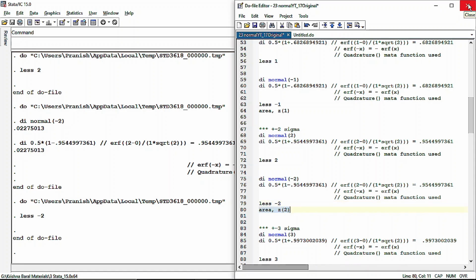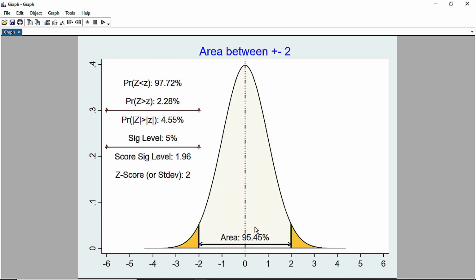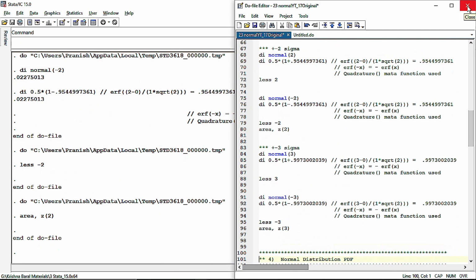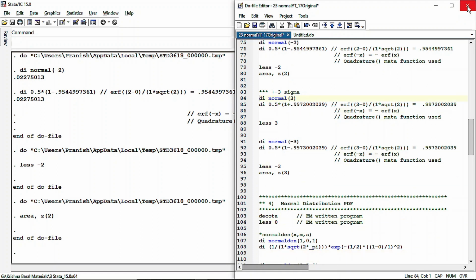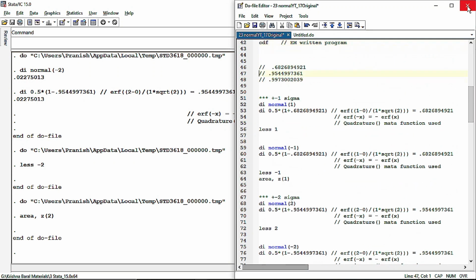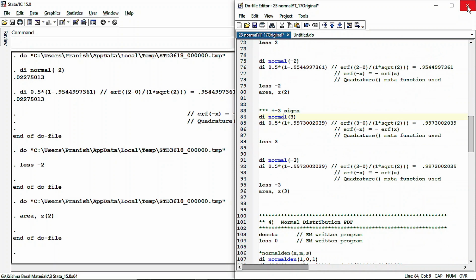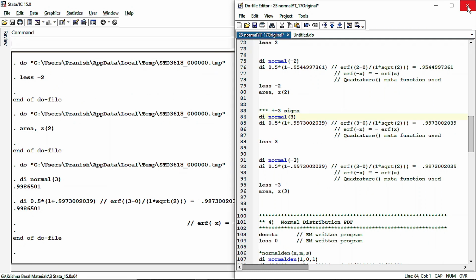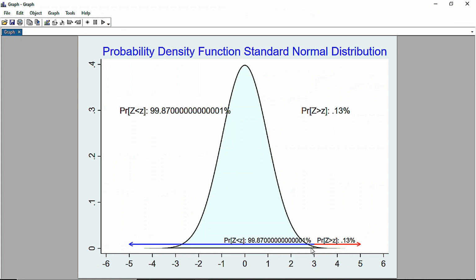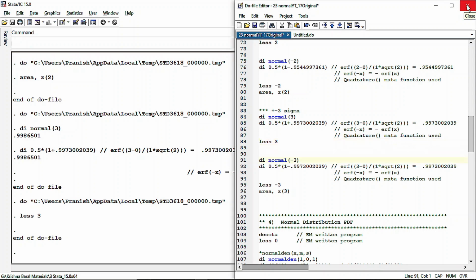And what is the area included between plus and minus 2? It is 95.45%. Now let us calculate the CDF for the Z score of 3, and let us see both of them. For the value of 3, the ERF function should yield 0.9973, and both of them should yield the same result. The Stata function as well as its generic form gives 99.86510, and let us see it with the help of the graph as well. For less than 3, it is 99.87.